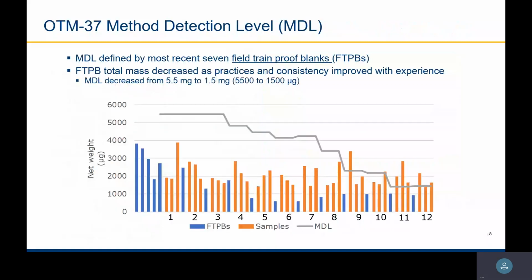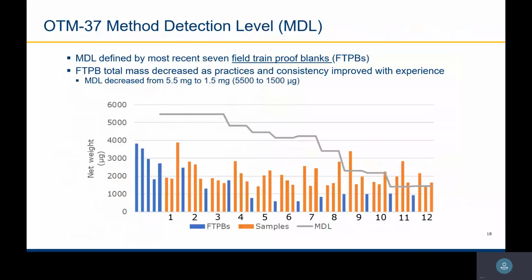The other thing that's part of the OTM 37 is they provide in the method a way to calculate the MDL, the method detection limit, on an ongoing basis of blanks. And some of the current PM methods, with 5 and 202, they're looking at ways to incorporate this in the new publication of those methods, which should be coming out in the next year or so.